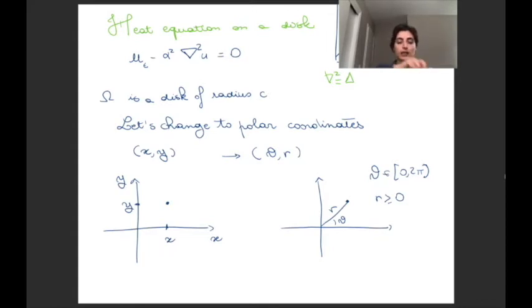If you have a point in your plane, r is the distance from that point to the origin, and theta is the angle that the segment from the point to the origin makes with what we usually call the x-axis. So theta can take values between 0 and 2 pi, including 0 and excluding 2 pi, and r takes only non-negative values. It can be 0, but it goes from 0 to infinity.